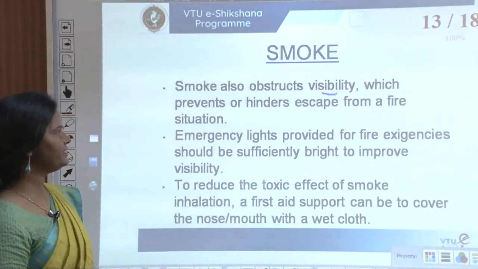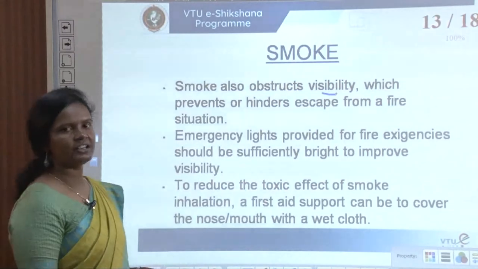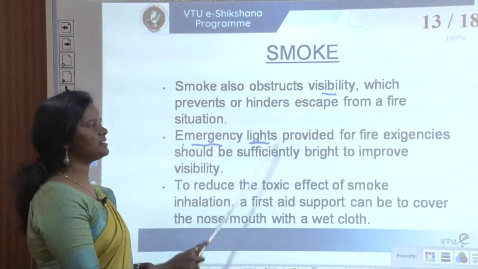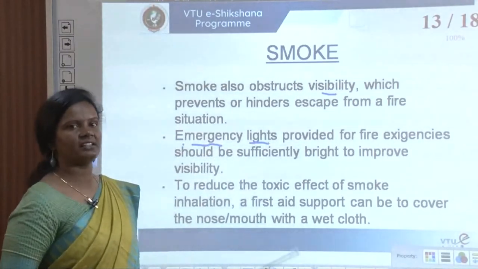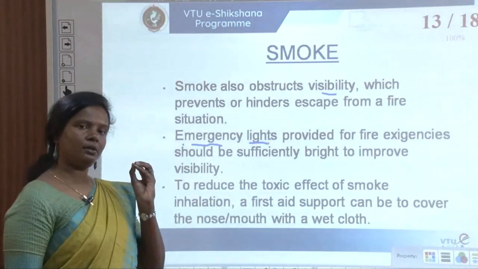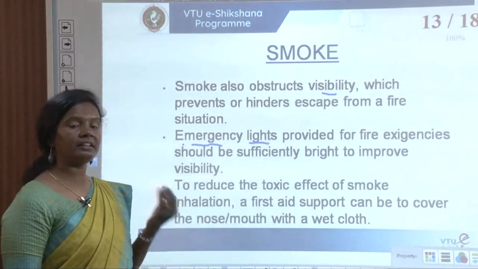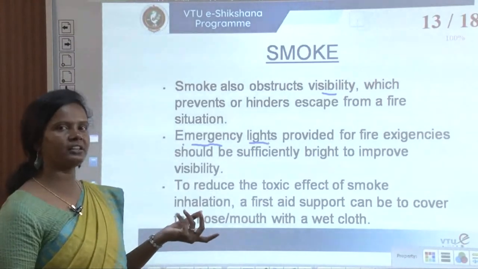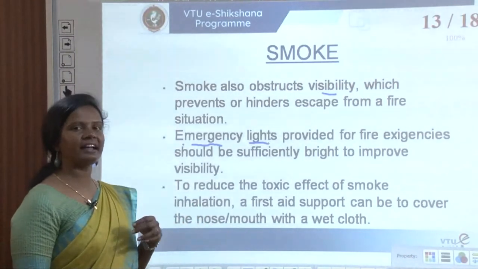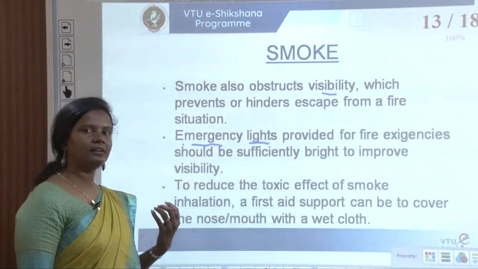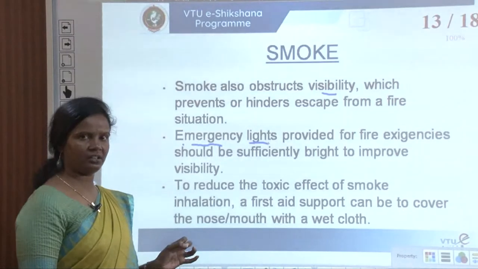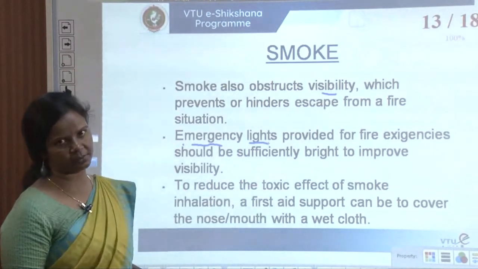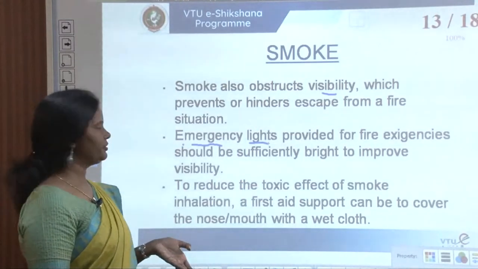Emergency lights provided for fire exigencies should be sufficiently bright to improve visibility. This is a design strategy: because smoke would occur, in the fire and life safety design strategies, emergency lights are used, similar to smoke detectors, fire alarms, etc. Emergency lights are utilized to light up the whole space even during smoke. So they sufficiently improve the brightness or visibility of the space.